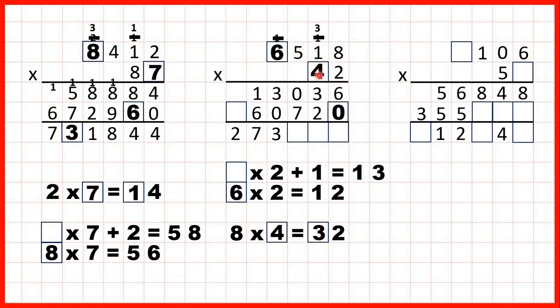Now 5 times 4 is 20, so that's 2, 0. And now 6 times 4 is 24, plus 2 is 26.